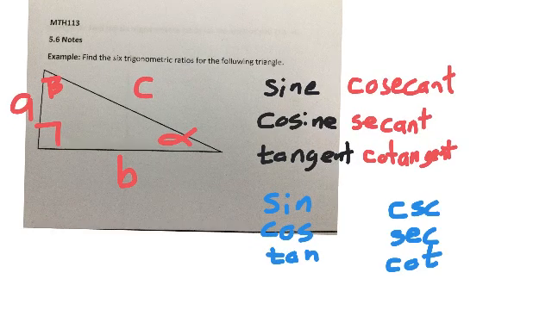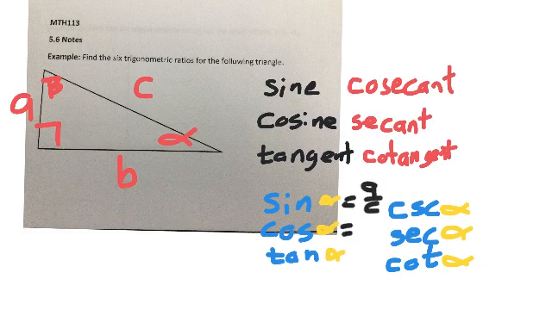We're going to find sine, cosine, tangent. So we have to do that from an angle. So we're going to pick the angle alpha. So we're going to find sine of alpha, cosine of alpha, tangent of alpha, cosecant of alpha, secant of alpha, and cotangent of alpha. So sine is just a ratio of the opposite over the hypotenuse. So in this case, that would be A over C. Cosine from the angle alpha is the adjacent side over the hypotenuse. So it would be B over C.